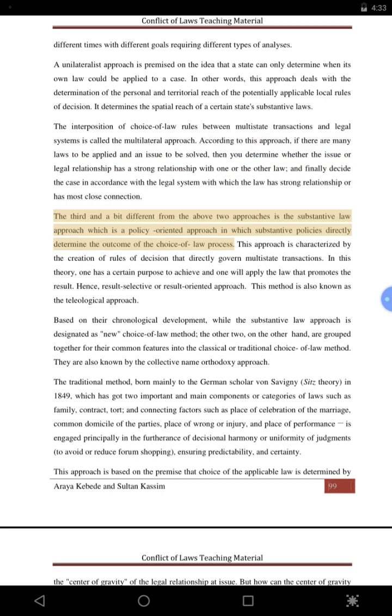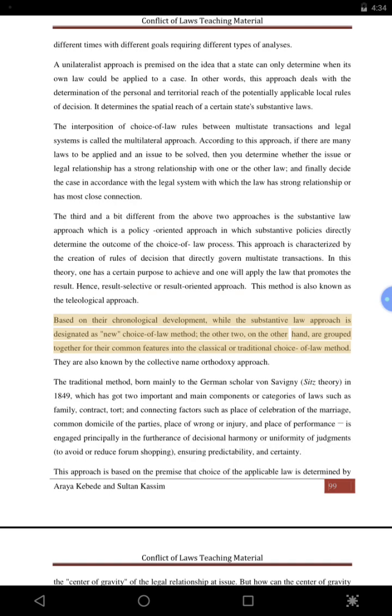The third, and a bit different from the above two approaches, is the substantive law approach, which is a policy-oriented approach in which substantive policies directly determine the outcome of the choice of law process. This approach is characterized by the creation of rules of decision that directly govern multi-state transactions. In this theory, one has a certain purpose to achieve and one will apply the law that promotes the result. Hence, the result-selective or result-oriented approach. This method is also known as the teleological approach.